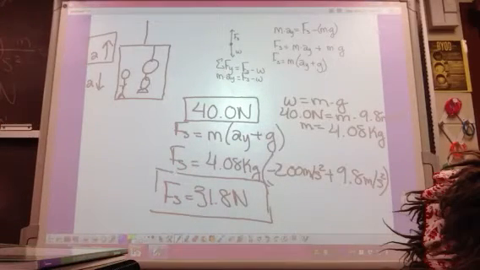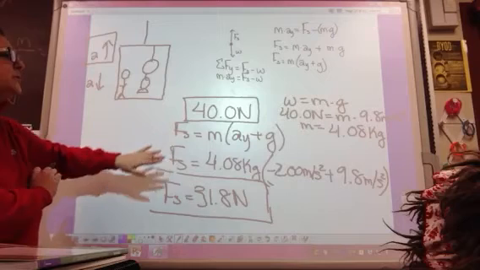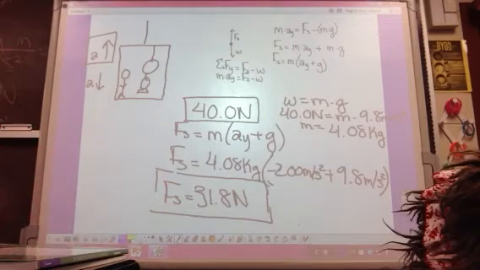Okay, so now in this case we said if acceleration was in the downward direction, then acceleration would be negative. So my spring scale should read less than the weight of the fish. So again, the weight of the fish was 40, and now the spring scale reads 31.8 newtons. So that checks out as well.